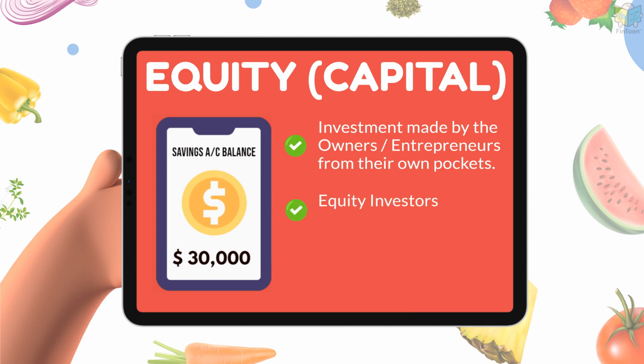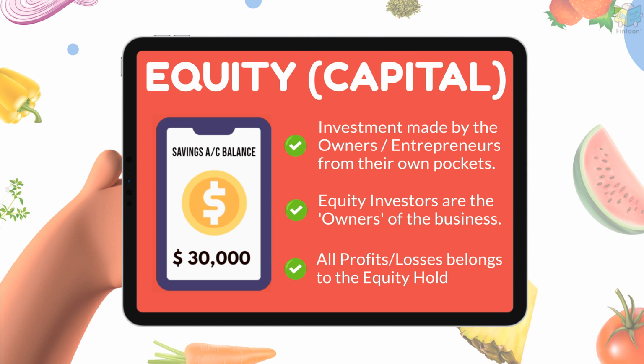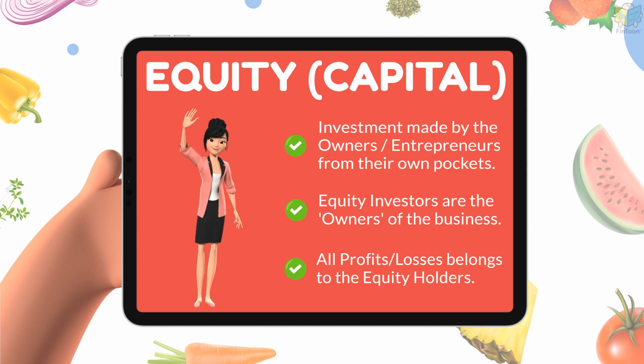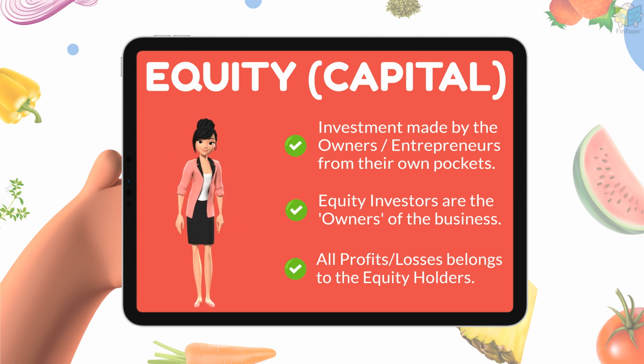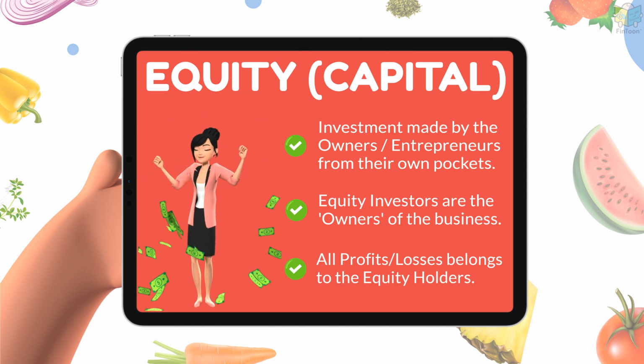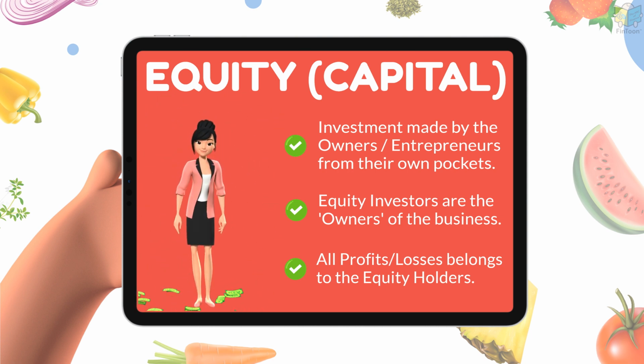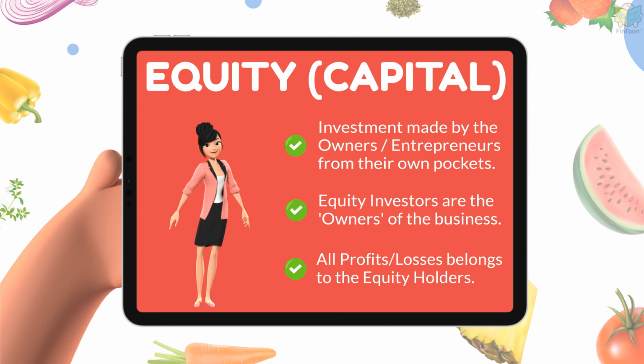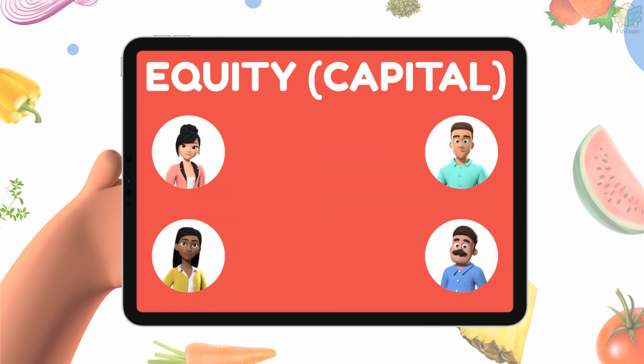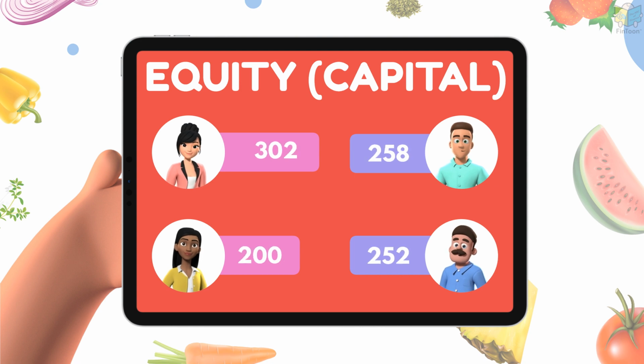People who invest equity in the business become the owners of the business. All profits and losses generated from the business belong to the equity holders. In our example, Emma is the sole owner of the business and she owns 100% of the equity. There can also be multiple owners holding different proportions of the equity.